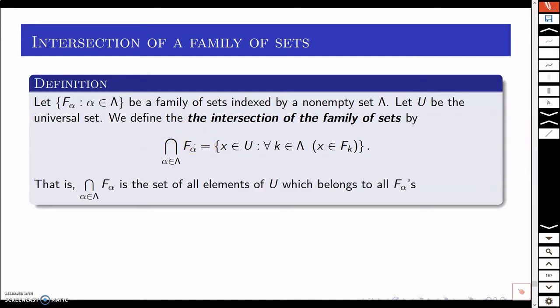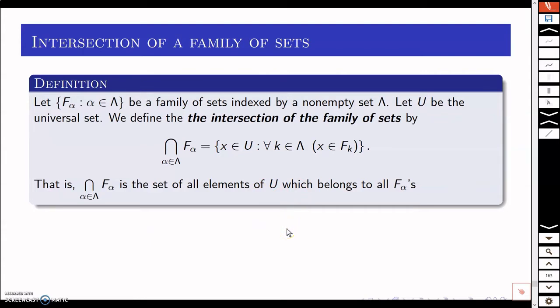Now that is same as saying intersection of F alphas where alpha is varying over the indexing set delta is the set of all the elements in U which belong to all the F alphas, right? So same thing it is, just worded in a different way.